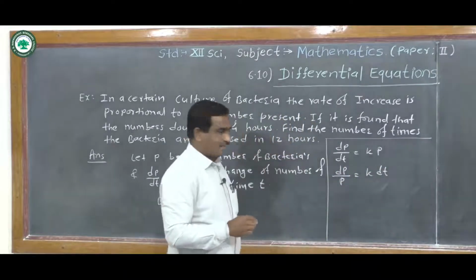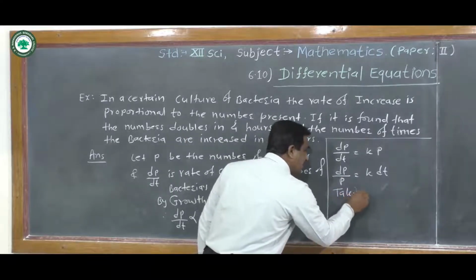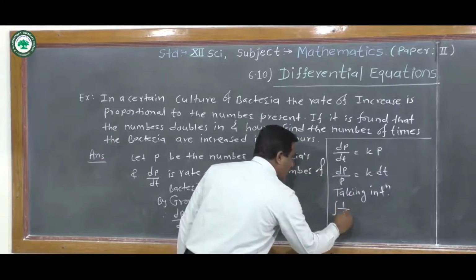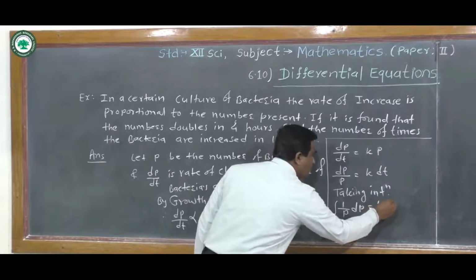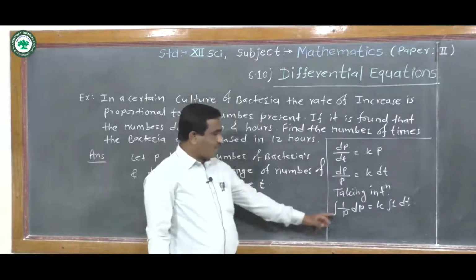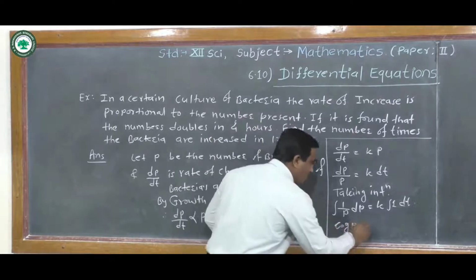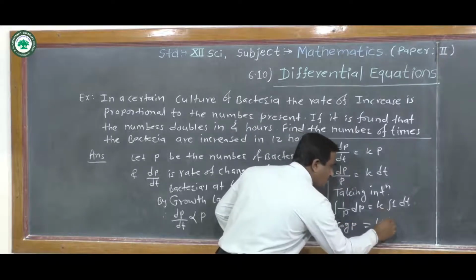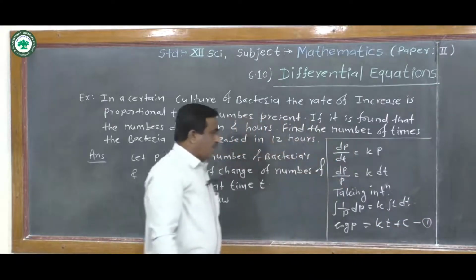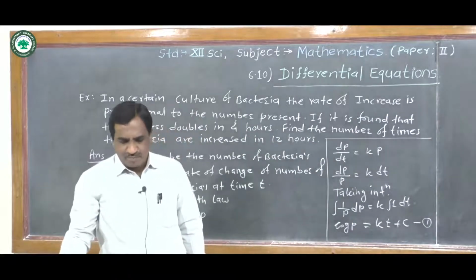Now taking integration, since this is variable separable form, we can write integral of 1 upon P dP is equal to K into integral of 1 dt. Integration of 1 upon P with respect to P is log P. So log P is equal to K t plus the constant of integration c. Now we use this equation for finding the number of bacteria.